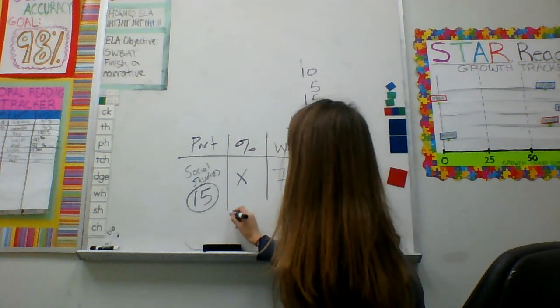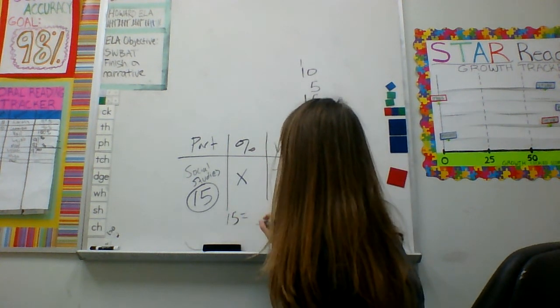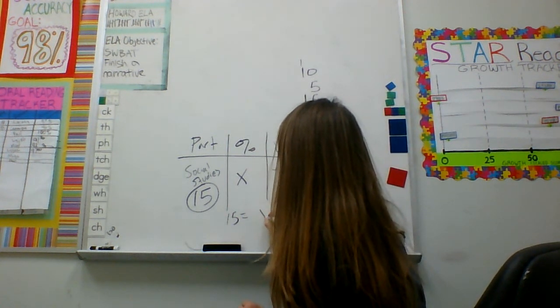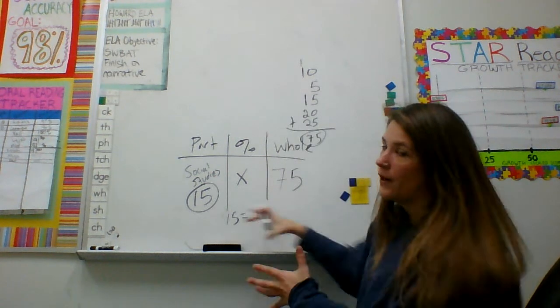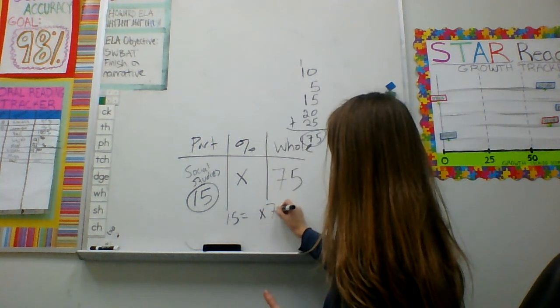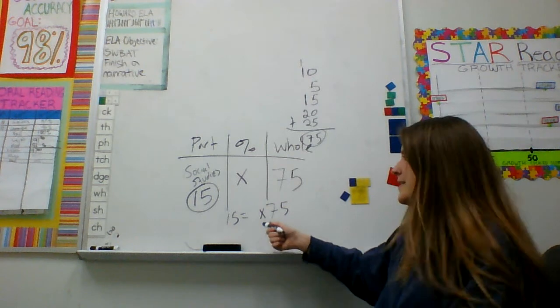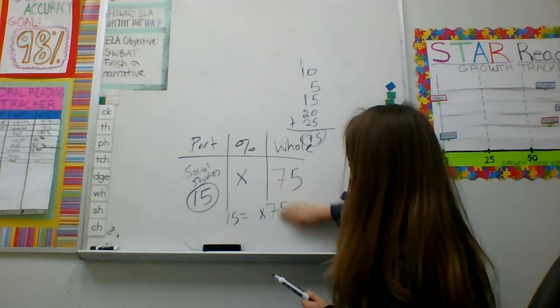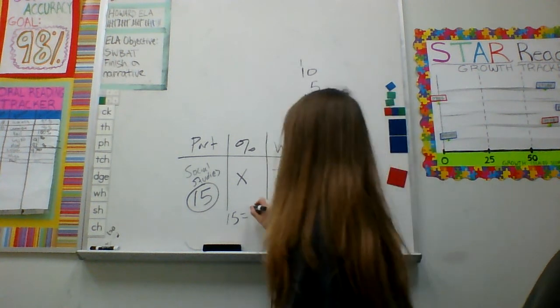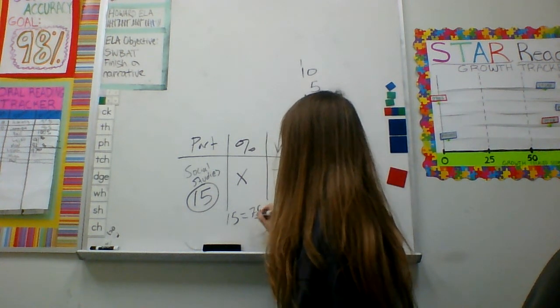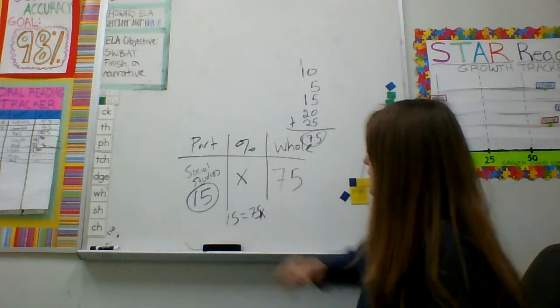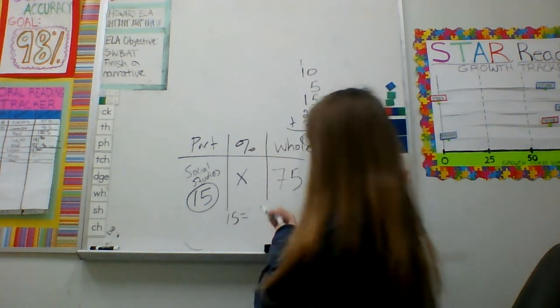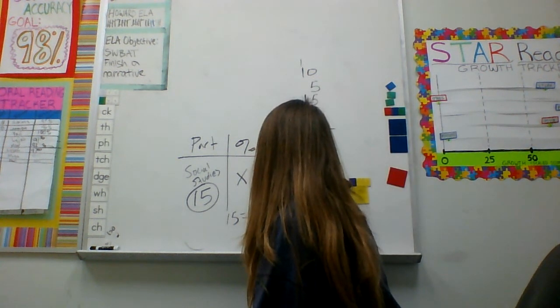I can set up my equation. 15 is equal to my percent times my whole, which if we're writing it out, we have percent and then we have whole. But this looks silly. I never see x 75. I know that I'm multiplying these, so the order doesn't matter. So I'm just going to say that this is 75x because that looks more normal to me. Here, I'll make that look a little bit nicer.